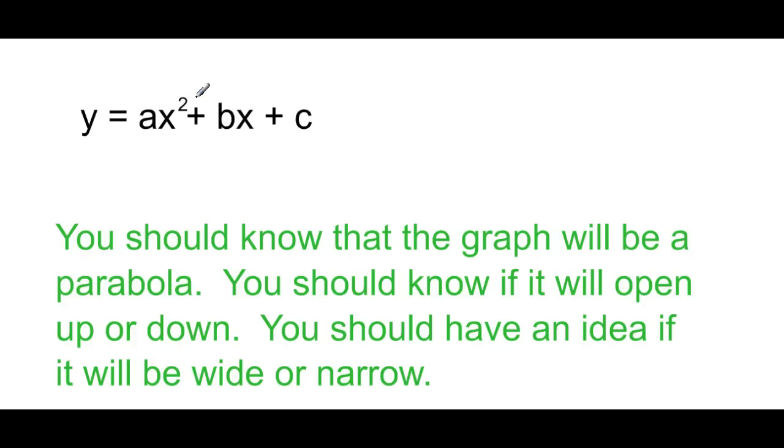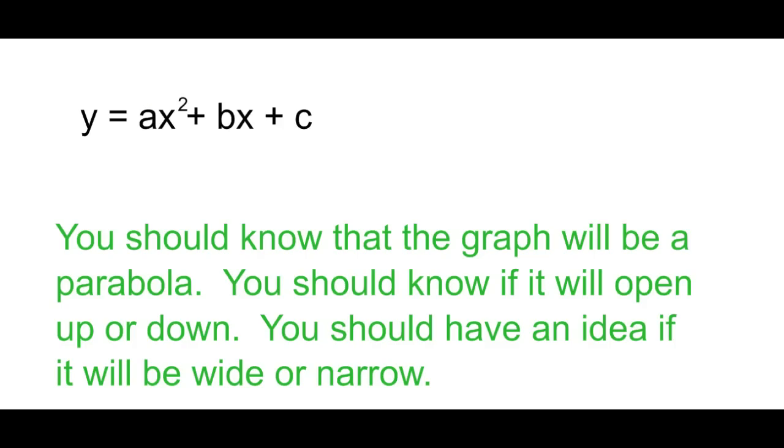You should be able to look at the equation and tell if it opens up or down. And again, that's by the a value. If the a value is positive, then your parabola is going to open up. If the a value is negative, it's going to open down. You also should have an idea if it's going to be wider than normal or narrower than normal. Again, all by the a value. The larger the a value, the narrower your parabola gets. The smaller the a value or the closer to 0, the wider it gets.